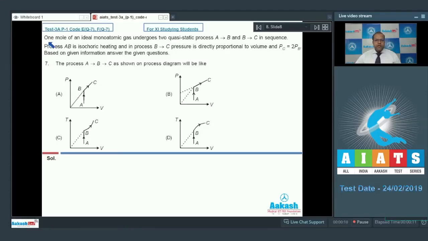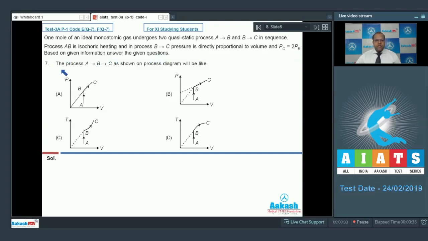So in the first paragraph containing questions number 7, 8 and 9, it is given that 1 mole of an ideal monatomic gas undergoes two quasi-static processes AB and BC in sequence. Process AB is isochoric heating, and in process BC, pressure is directly proportional to volume, and pressure at point C is equal to 2 times pressure at point B. Based on the given information, answer the following questions.